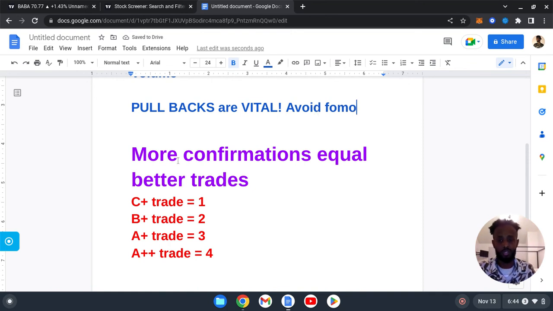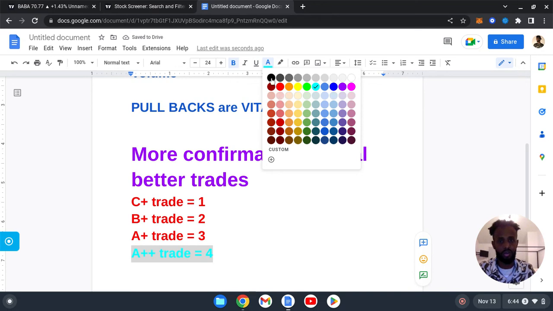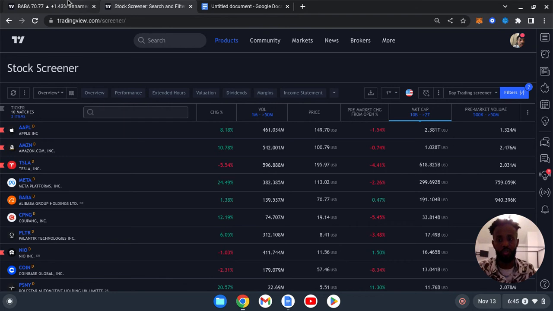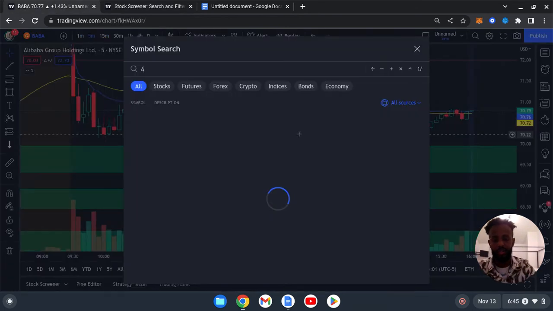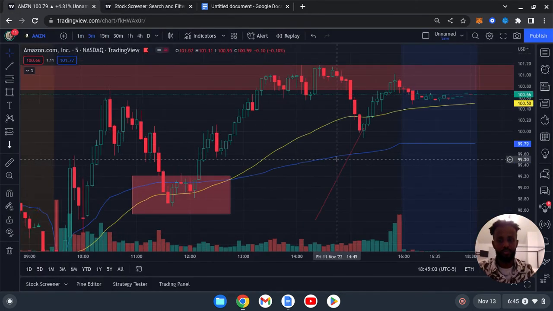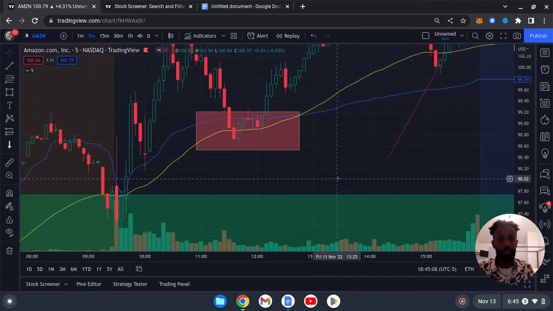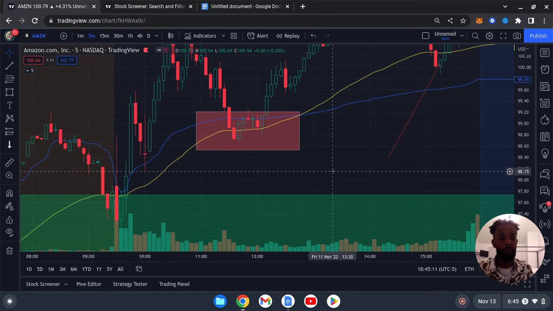You don't just buy something because it's going up. You don't sell something just because it's going down. You watch your confirmations. The more confirmations you have, you're looking for A1 setups. Well, not just A1 setups, but you're looking for the best possible trades. That's when you go in with good size. When you have a stock that is showing you all the confirmations, or more confirmations, you'll be in a better position and you'll have less anxiety.